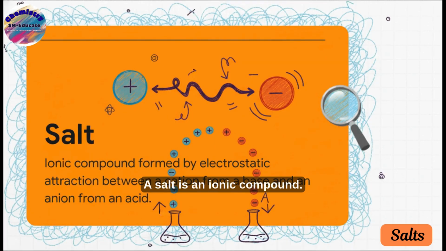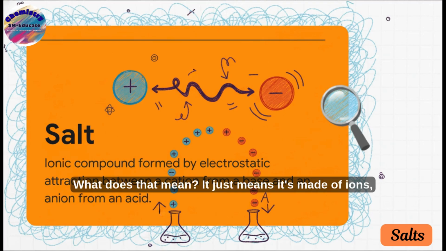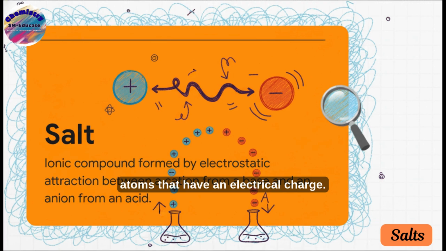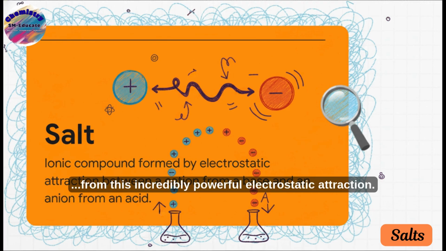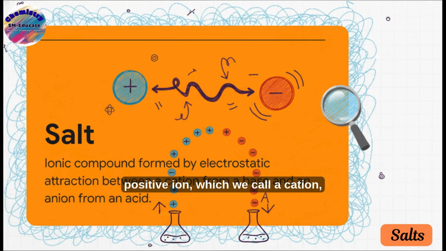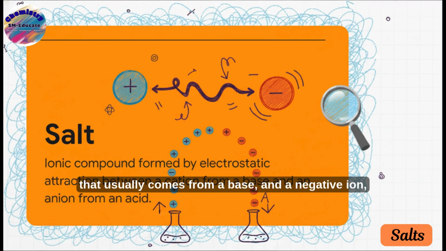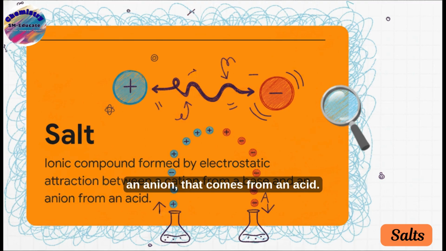Okay, here it is, the big definition. A salt is an ionic compound. What does that mean? It just means it's made of ions, atoms that have an electrical charge. Specifically, a salt forms from this incredibly powerful electrostatic attraction. Think of it like a super strong magnetic pull between a positive ion, which we call a cation, that usually comes from a base, and a negative ion, an anion, that comes from an acid.